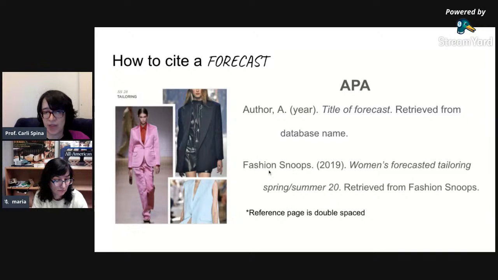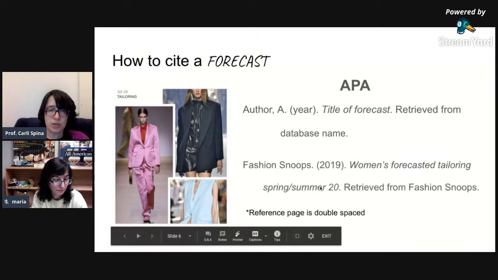But in the absence of that, you would just say that it was written by Fashion Snoops. Then you'll see that it was published in 2019. And then it's Women's Forecasted Tailoring, Spring Summer 2020, which you'll put in italics because it's the title.